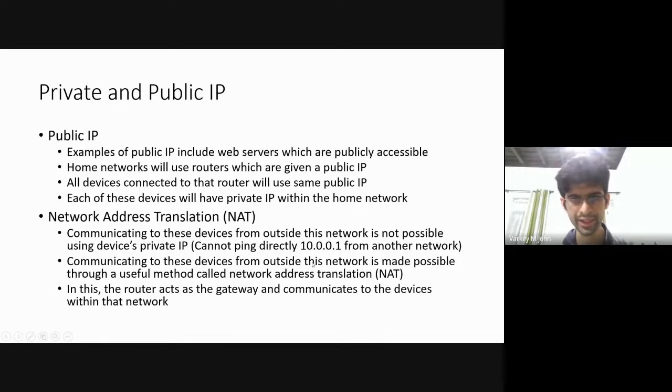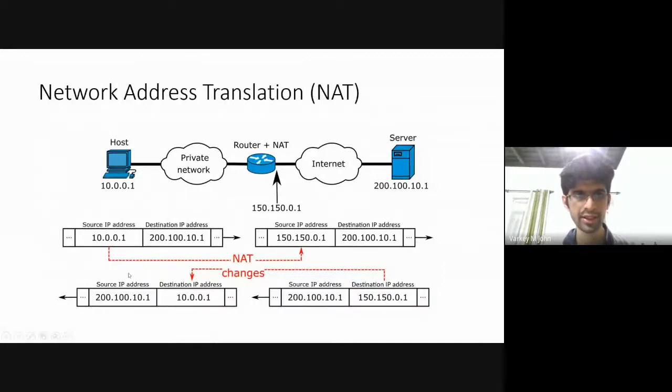The data that you send goes to the router, which has a public IP that can be accessed from anywhere. Then the router changes that address to the private IP which you are trying to access, and then it communicates. It uses some algorithm, but that's how you are able to communicate with your neighbor's device. Basically, the router acts as a gateway between your device and your neighbor's device. So this is network address translation.